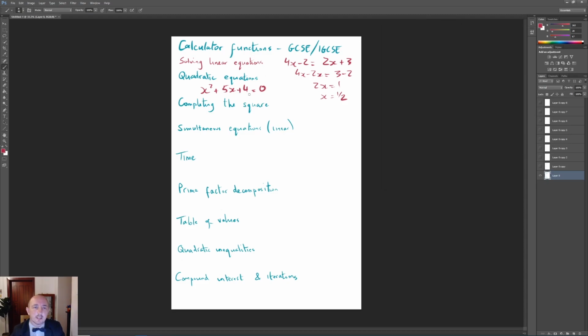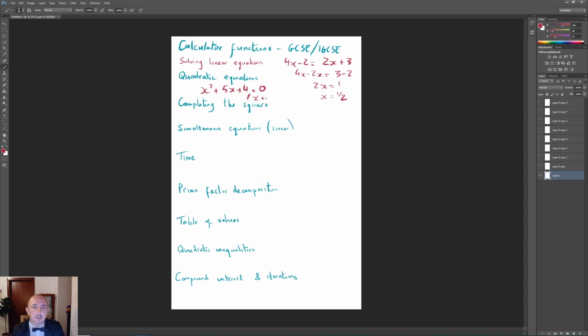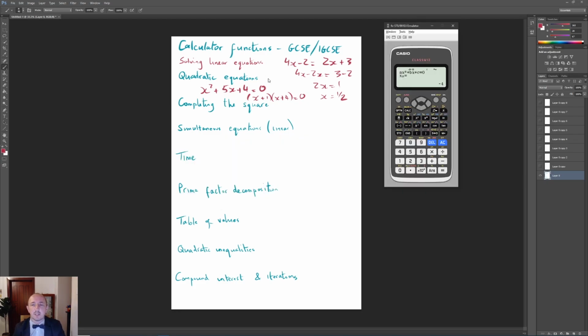So that tells us that the brackets would have to be the opposite of those two values, +1 and x plus 4. Okay, because when we put those brackets equal to 0, then we get x equals -1 and x equals -4. So that will give us the solutions of those quadratic equations.